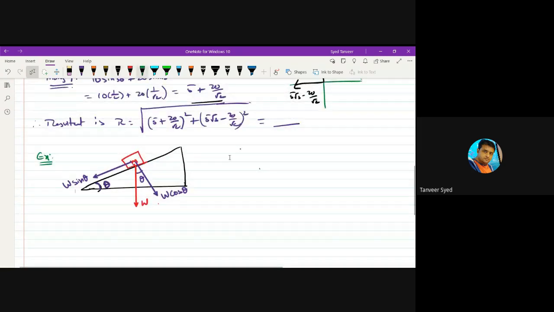Okay. Or one more example. Suppose we have, I am suspending a body by a string, a body of mass m or weight W. A body of weight W is suspended vertically by a string. Okay. Now what I do is I will tie a thread, or I will tie another string to this weight and pull it horizontal, so that the final situation is like this.